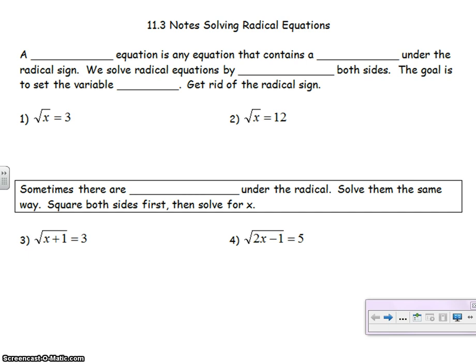awesome job. Okay, we're going to talk about 11.3 notes, which is solving radical equations. A radical equation is any equation that contains a variable under the radical sign. We will solve radical equations by squaring both sides, and the goal is to set the variable alone, and we are going to change that word set to get.